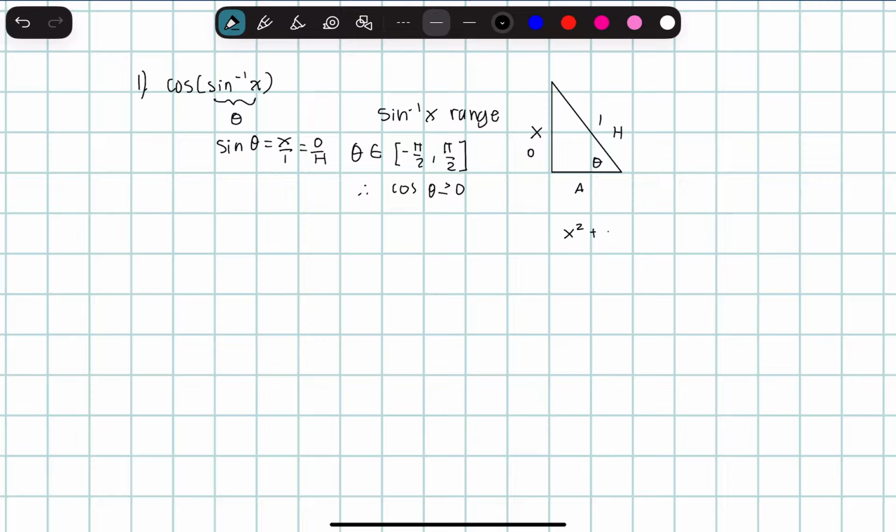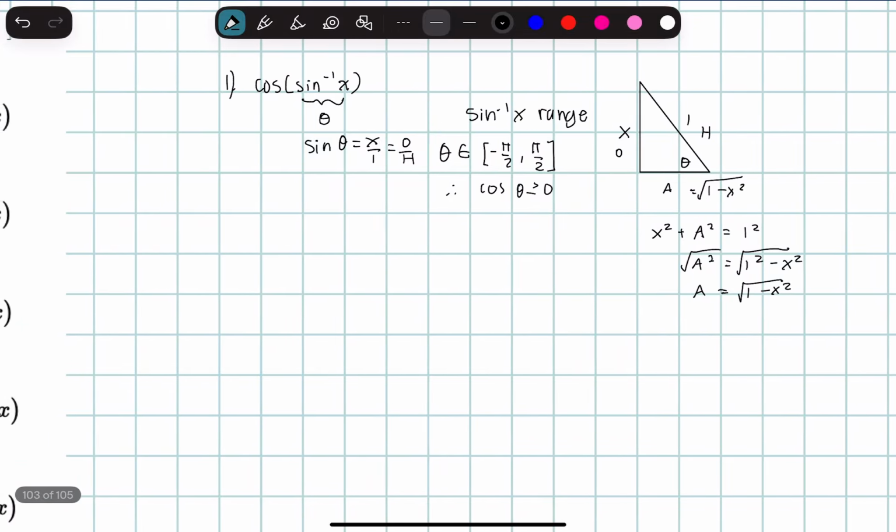So x squared plus y squared, I'm just going to call this a squared, is equal to 1 squared. Now you just want to get a squared, right? So that's 1 squared minus x squared. Then we take the square root of that, so the adjacent is just going to be the square root of 1 minus x squared. Great, awesome.